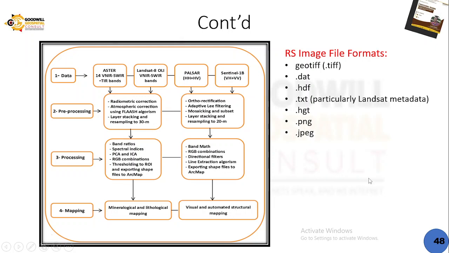So what are the file formats of the images you acquire or the resultant images you can generate, or the file format of the images you are going to use? Mostly we use GeoTIFFs and files with .dat extension or HDR header files or text files, particularly for Landsat metadata. For Landsat metadata, it's in text files, so you can open them using your normal text file operator. Then we have the HDF and JPEG and the PNG.